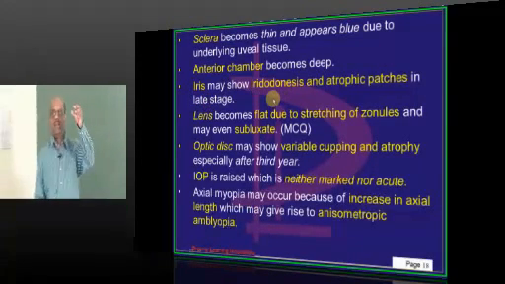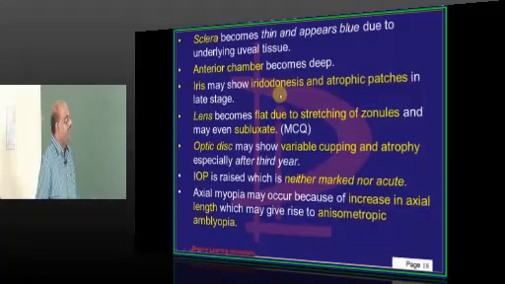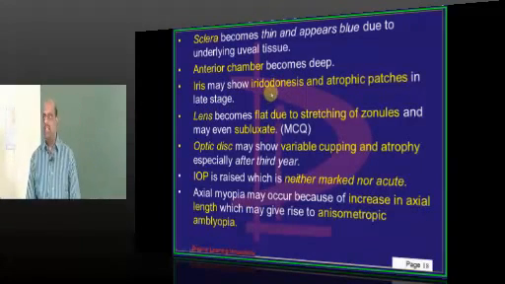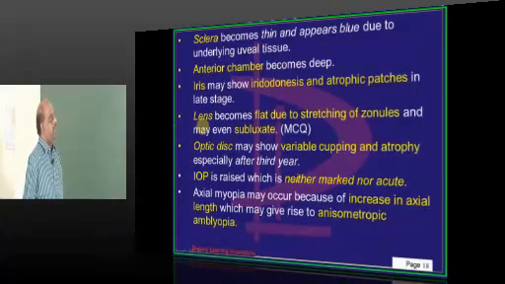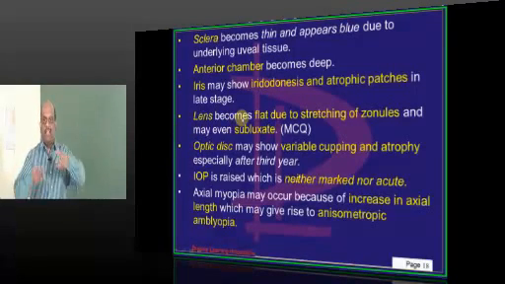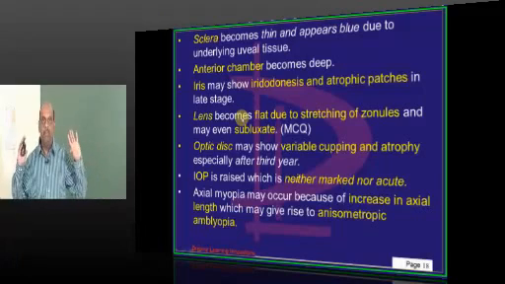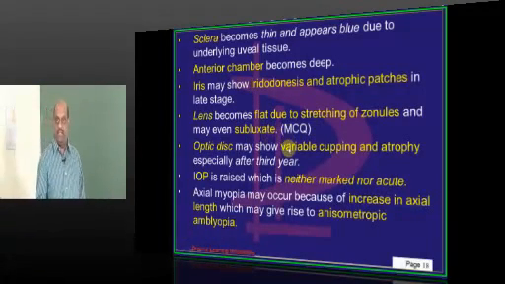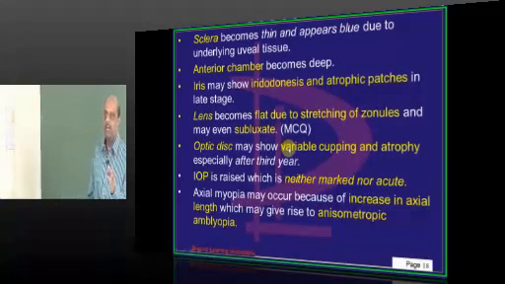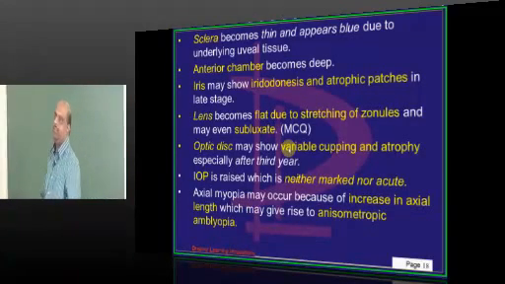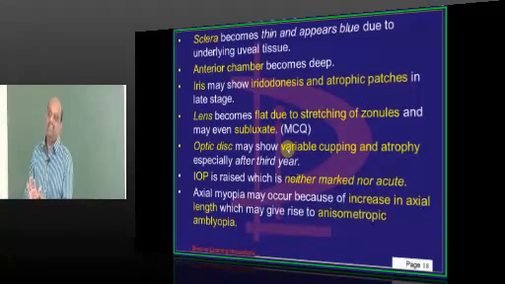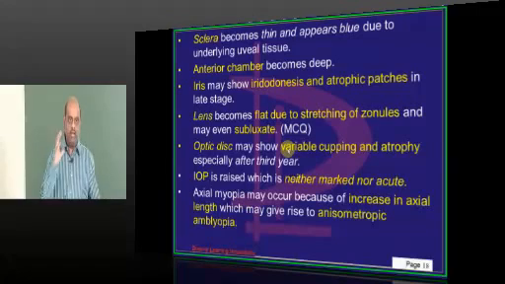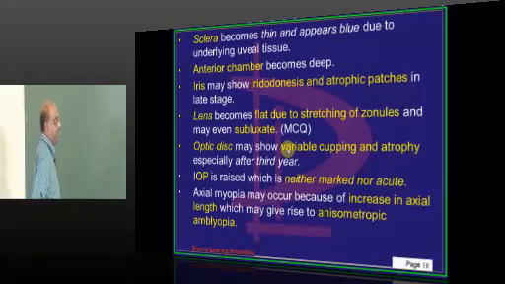Then the iris typically will become atrophic. Initially iridodonesis is what you see. Then the lens becomes flat because of the stretching of the zonules by the raised intraocular pressure, and ultimately it may even subluxate. This is another important MCQ in the exam. Flattening of the lens, where do you see? What is your bold answer? Congenital glaucoma is what you need to remember.